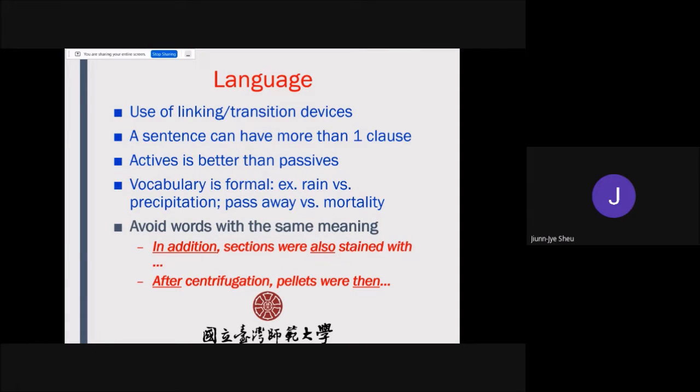And you want to use formal vocabulary, such as precipitation. It's more formal than rain. Rain is more lay language. Mortality is a more academic, more formal use of words rather than pass away or die. Death is okay. Death is an academic word. It's more formal. But pass away is more informal, more lay person communication.